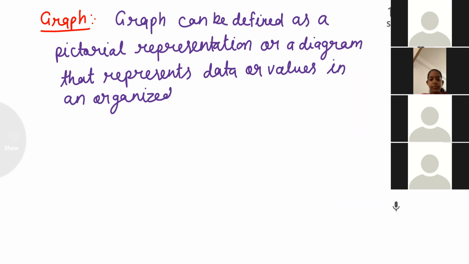What is the meaning of organized manner? Yesterday I explained: either in ascending order or descending order, in a proper way.